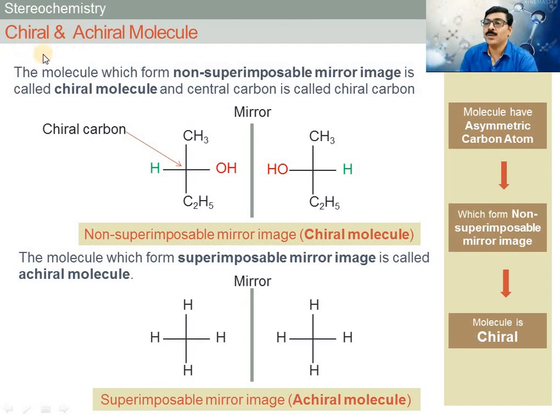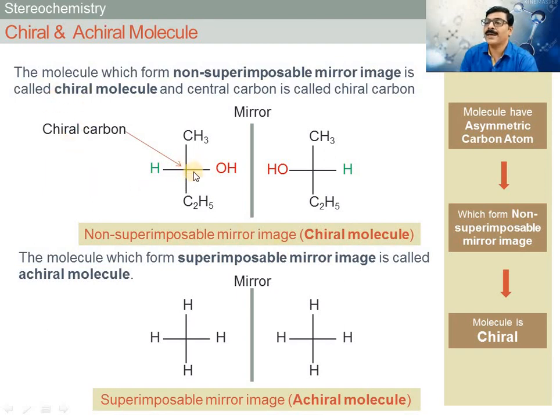Friends, the molecule which forms a non-superimposable mirror image, means not identical, is called a chiral molecule. Means those molecules which form a non-superimposable mirror image are chiral molecules. And the central carbon atom is called a chiral carbon atom, or it is also called an asymmetric carbon atom. Just for example, 2-butanol.